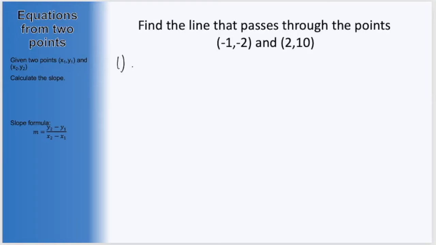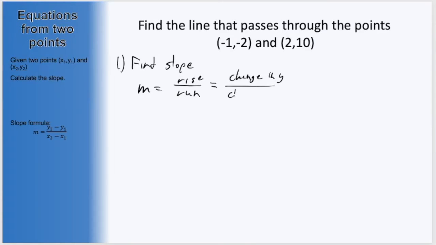The first thing we're going to need to do is to find the slope of the line that passes through the 2 points. Recall that we interpreted the slope as rise over run. Put another way, this is the change in y over the change in x. And there's a slope formula that calculates just this. The formula tells us that the slope is equal to the change in y, which is y2 minus y1, over the change in x, which is x2 minus x1.